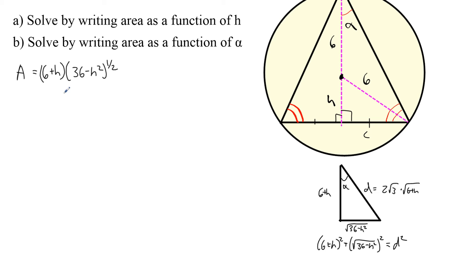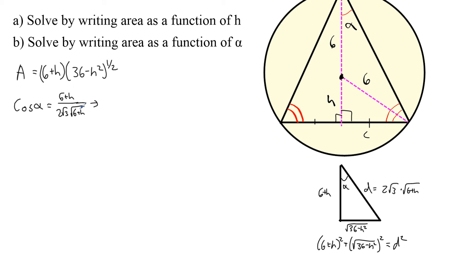All right, so let's talk about two trig functions, and we're going to use that to represent our angles. I know that the cosine of alpha, cosine is adjacent over hypotenuse. In this particular instance, my adjacent side is 6 plus h, and then my hypotenuse is that 2 square root of 3 times the square root of 6 plus h. Now, here's some of the funky stuff.